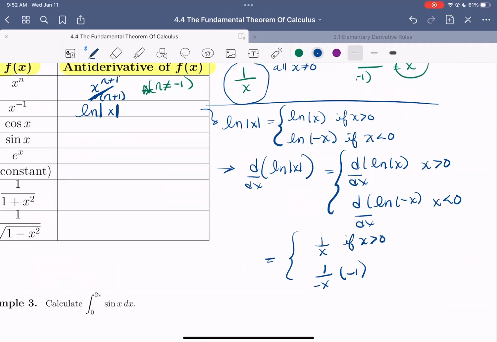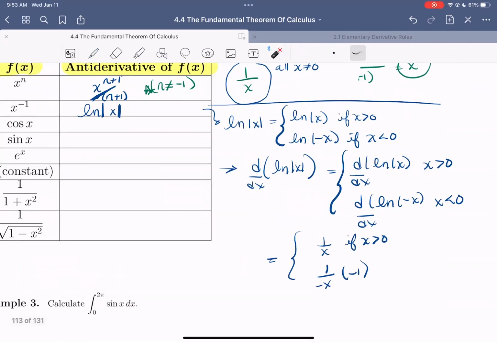So we're taking the derivative of ln with respect to that inside function, and then we take the derivative of the inside function. The derivative of negative x is negative 1. So this becomes 1 over x if x is less than 0.